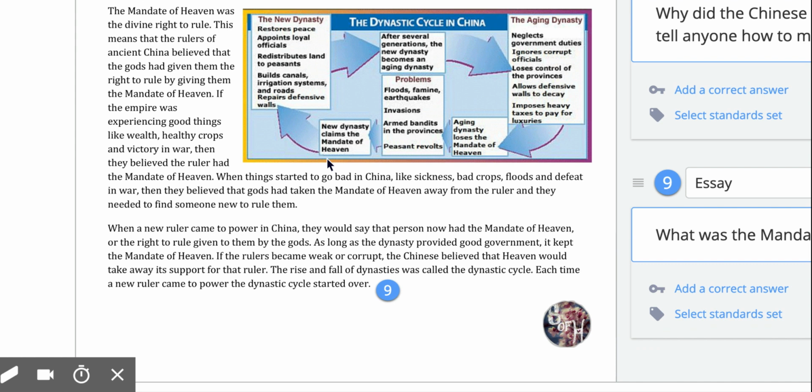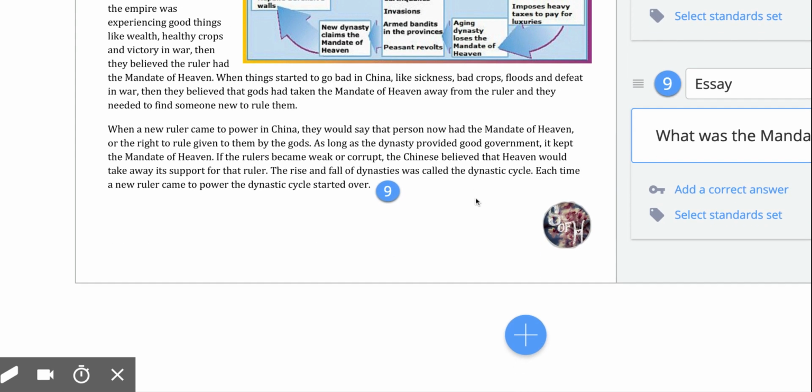As long as the dynasty provided good government, it kept the mandate of heaven. If the rulers became weak or corrupt, the Chinese believed that heaven would take away its support for that ruler. The rise and fall of dynasties was called the dynastic cycle. Each time a new ruler came to power, the dynastic cycle started over.